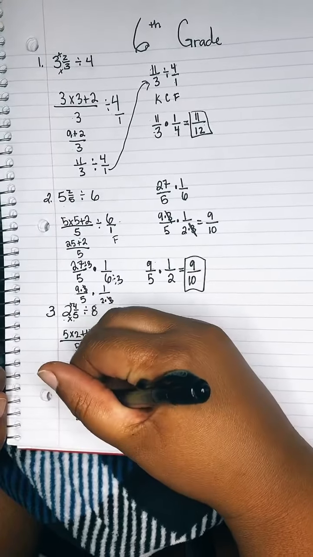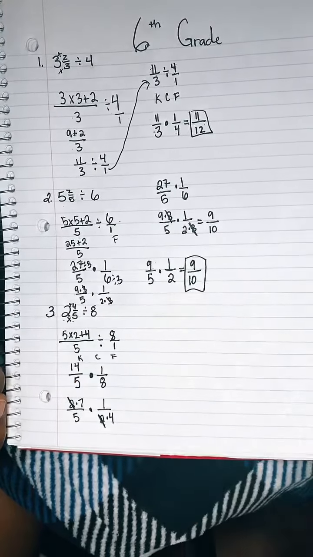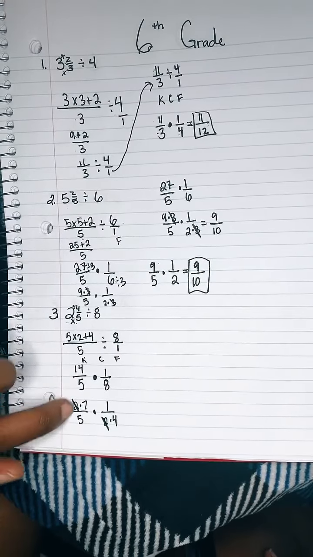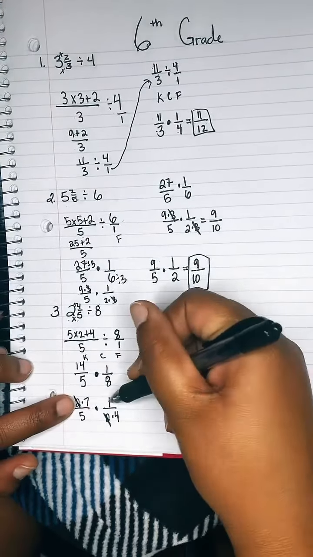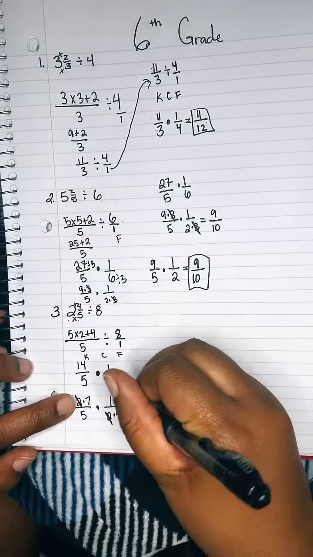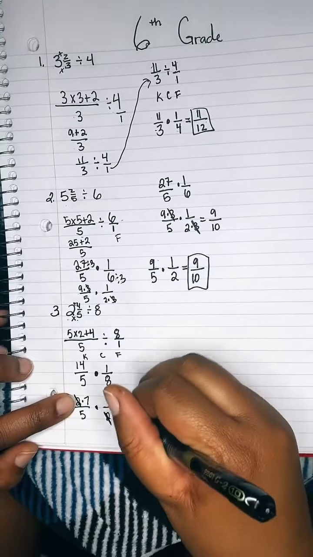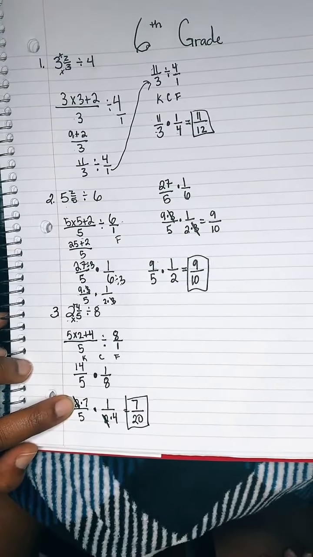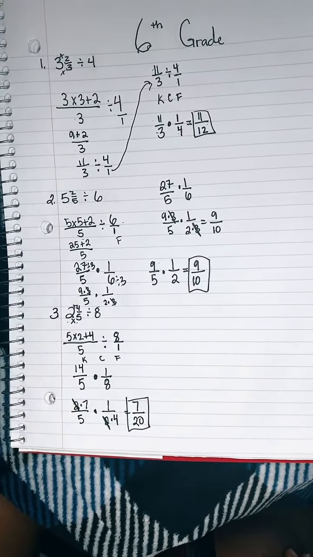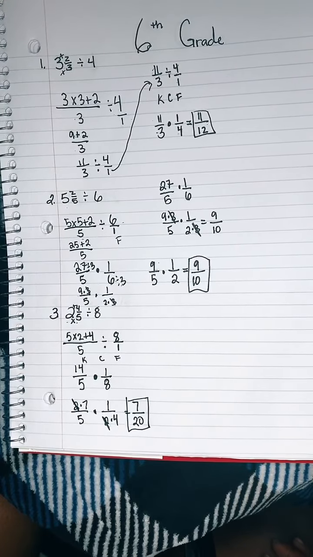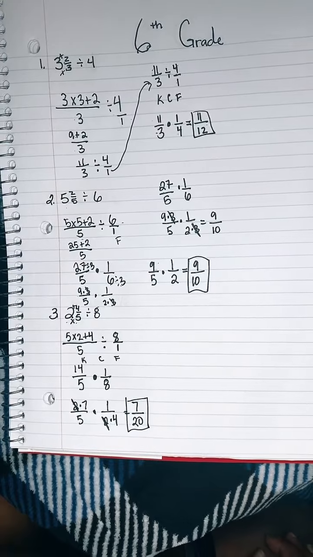Because the same number on top and the same number on bottom, you can cancel out. So now you're left with 7 times 1, and you get 7, and 5 times 4, you get 20. And this is our answer, our simplified answer. Yes, 7/20 is the answer. 7 over 20. Excellent, you guys.